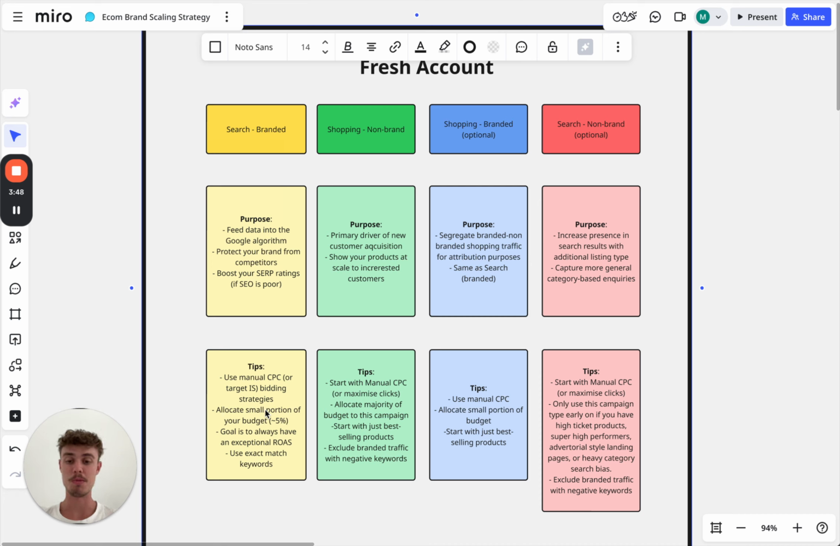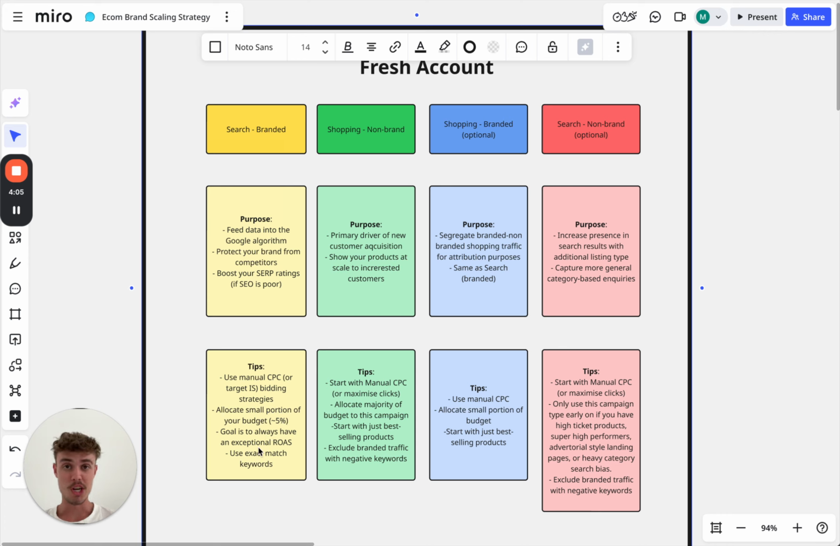highest efficiency possible. Now, this campaign should only take up a very small portion of your budget, typically around 5%. You don't want to scale it too far because it's just to feed the algorithm. It should have a really high return and it should just be a way to get those customers in who are already looking for you.